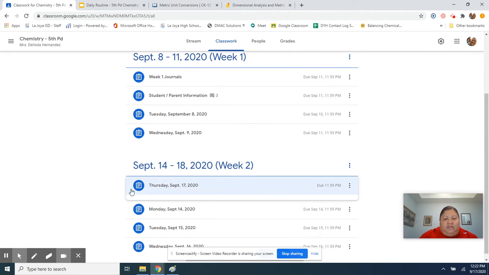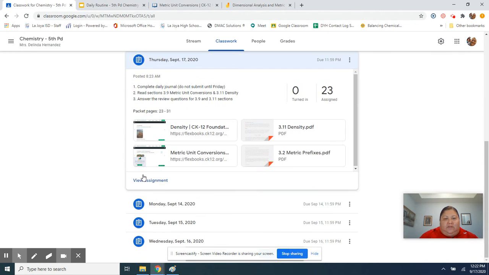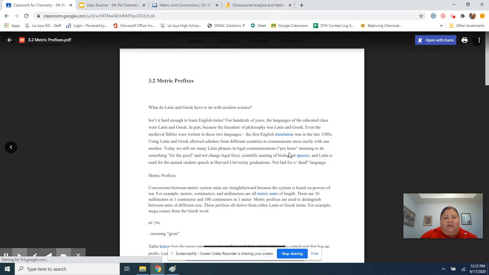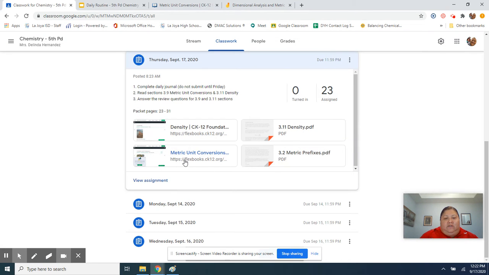So Thursday the 17th, we're supposed to be covering two sections: metric unit conversions, and density. We're not going to get to do density. In all my classes, I have not been able to get to density. I doubt that we're going to get to it today. So I've already uploaded the PDF. If you need the PDF, it's available here. If you don't have your packet, if you do, well, then open up to pages 23 to 31.